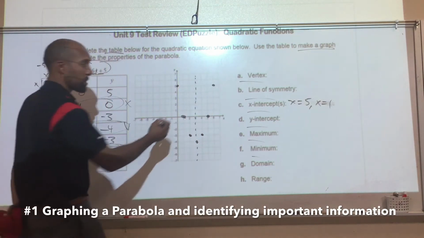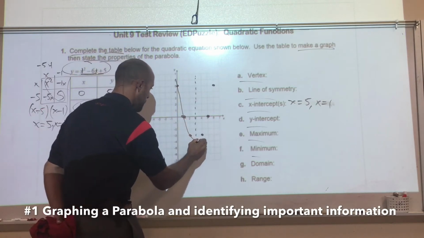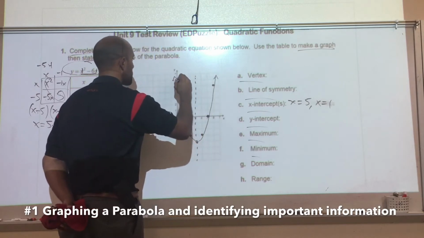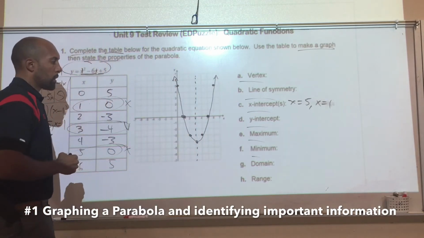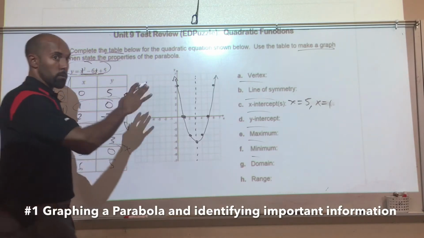Okay, and I'm going to go ahead and draw a nice U. Nice, smooth U, round it out at the bottom. Come on up, and then don't forget your arrows at the top because it goes off forever. All right, so that's what it should look like when you're done. All right, so now let's go over to this side.